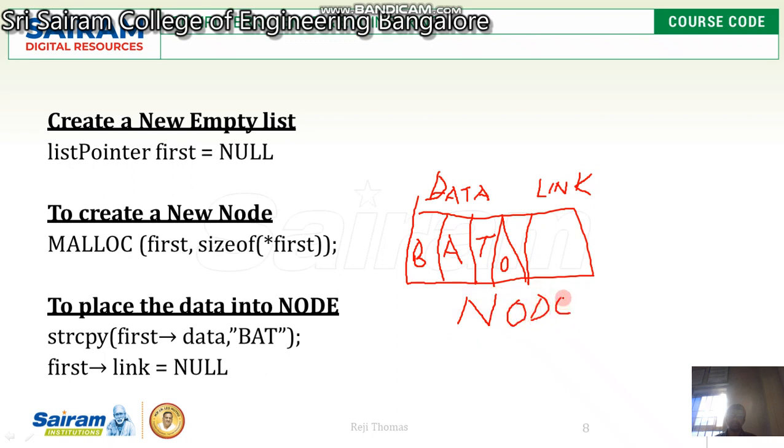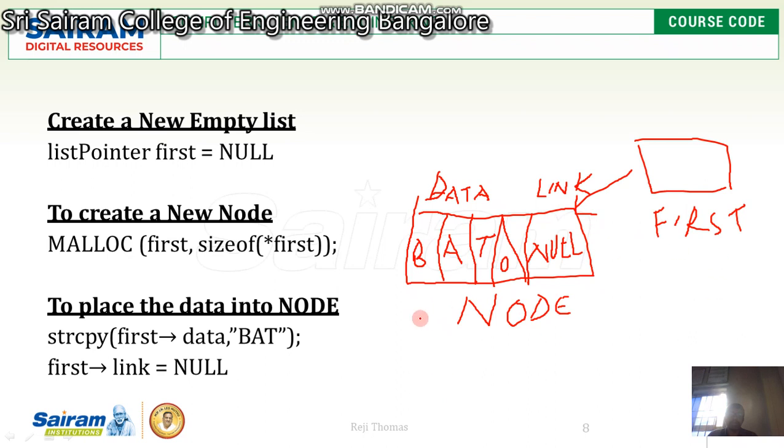So let me repeat. Every node has got two parts. One is the data part, the other one is the link part. In the data part, I just stored 3 characters, which is BAT, and the last character is a null character. And the link part is what I've written, first link. So this is going to be null. So don't get confused. Now what is first? First is a normal variable. So this I'll name it as first. So first is a pointer to this node.